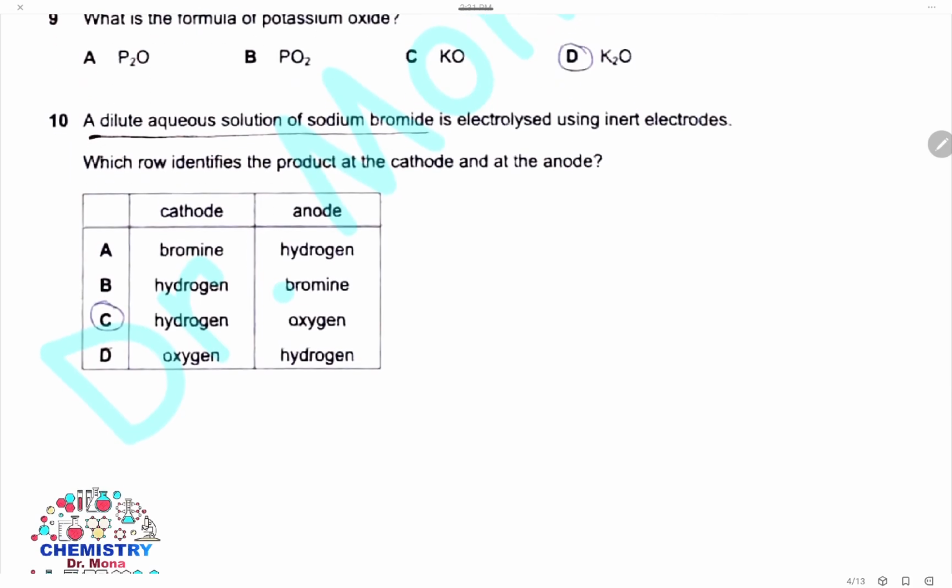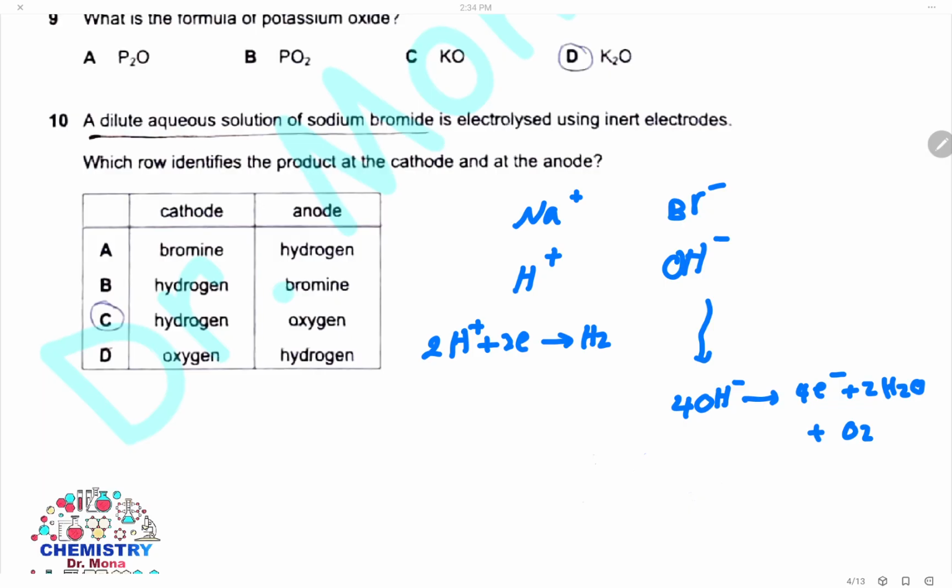Question 10. Dilute aqueous solution of potassium bromide is electrolyzed using inert electrodes. Which row identifies the product at the cathode and at the anode? Here we have dilute aqueous solution of potassium bromide. Of course, potassium is a highly reactive metal. It will not discharge at the cathode.